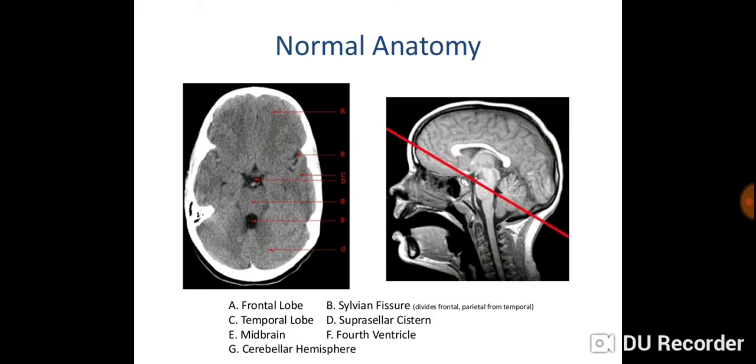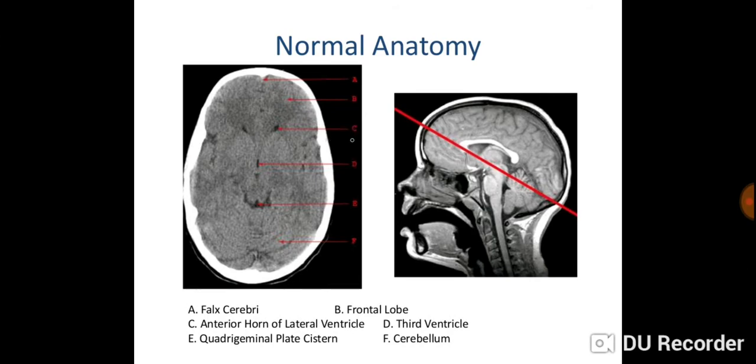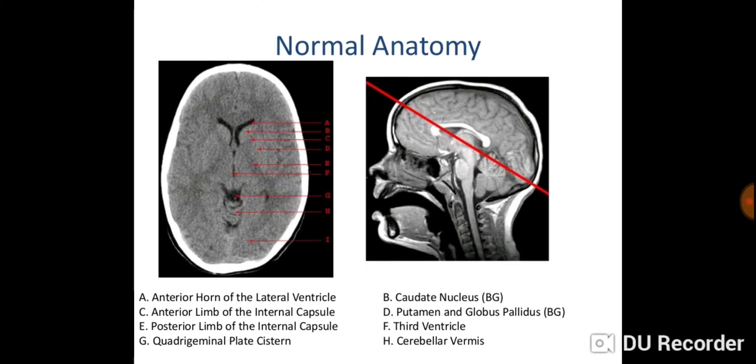Now cerebellum, just look at this, it's a little different from what you've got here. Here you've got white matter and grey matter differentiation, here you do not. You go higher, you've got the falx cerebri, it's really important, we'll come back to it later. You've got the frontal lobe, you've got the lateral ventricle. Now these are the horns, the anterior horn of the lateral ventricle is making an appearance, with the third ventricle is sitting right here. You've got the quadrigeminal plate cistern, and you've got the cerebellum.